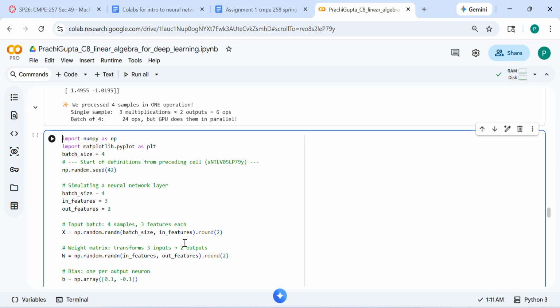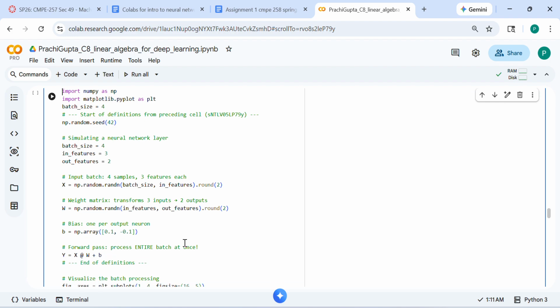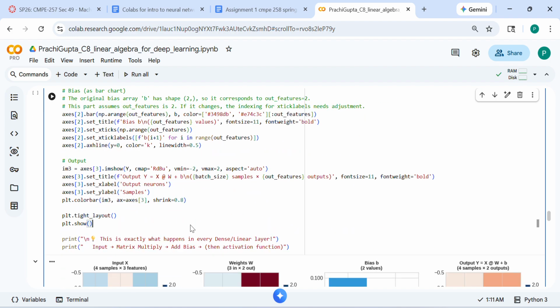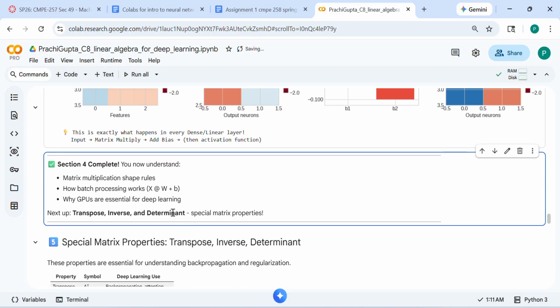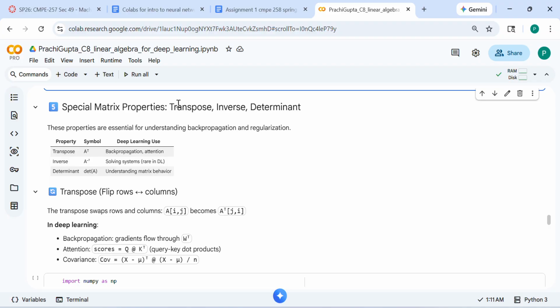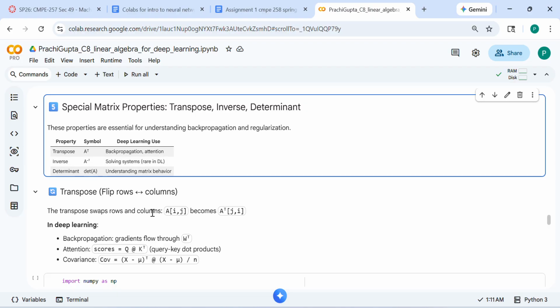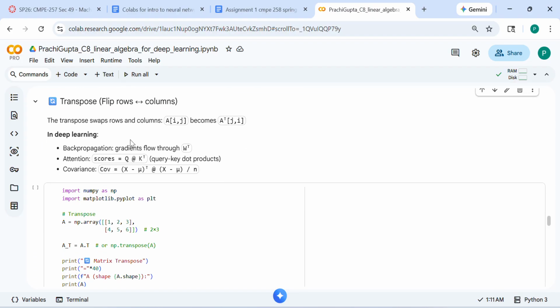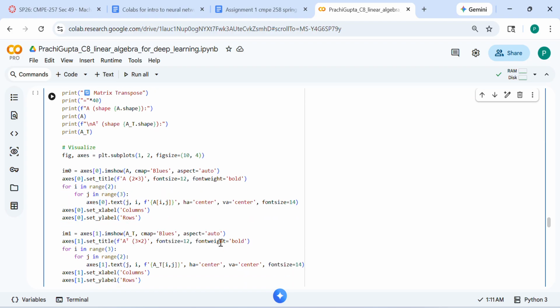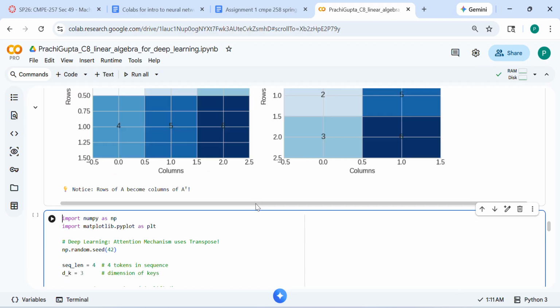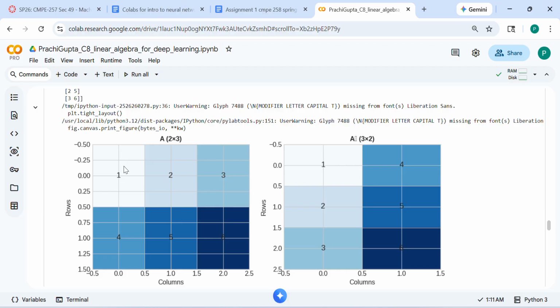Beyond basic operations, matrices have special properties that are essential for advanced network mechanics. So first we plot this. We are done with the batch processing. Now we will see the special matrix properties, that is transpose, inverse, and determinant. Transpose is basically flipping the rows and the columns. The rows become columns and the columns become rows. To do this, we just have to use .T, so it will transpose the matrix. If you run it, you can see 1 2 3 4 5 6 will become 1 4 2 5 and 3 6.